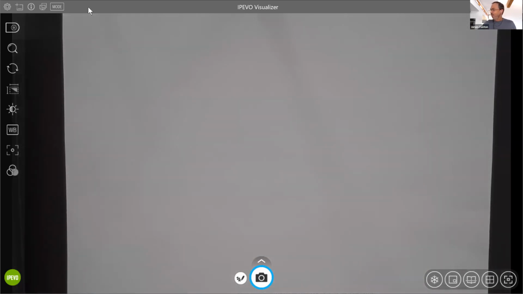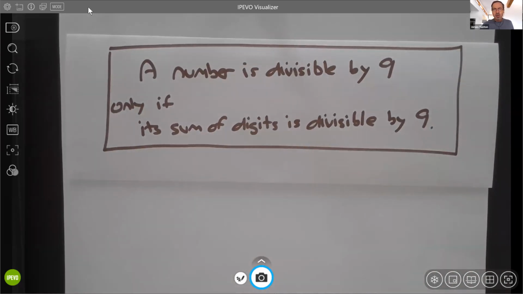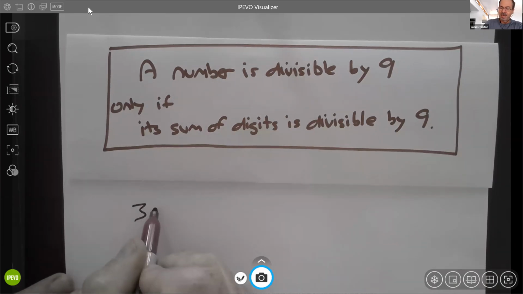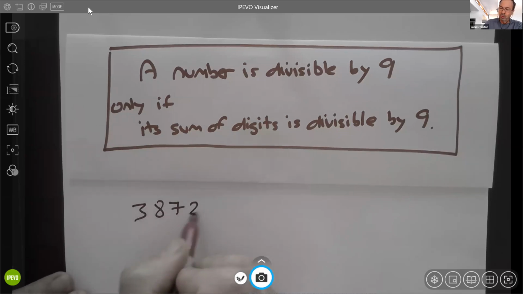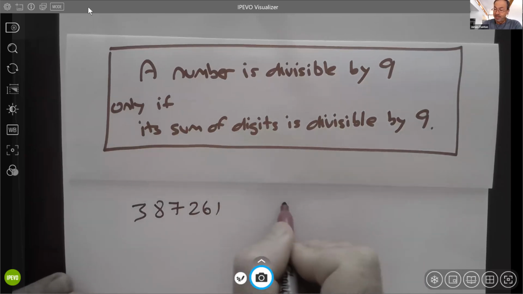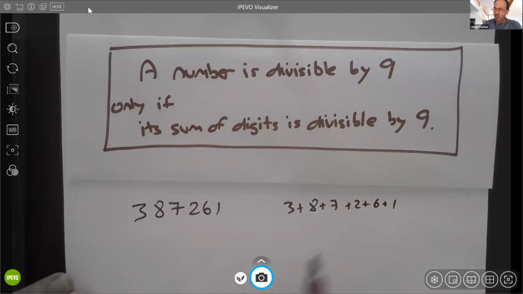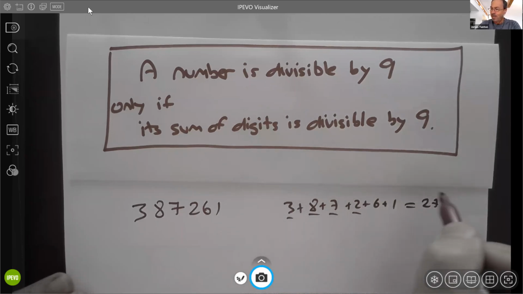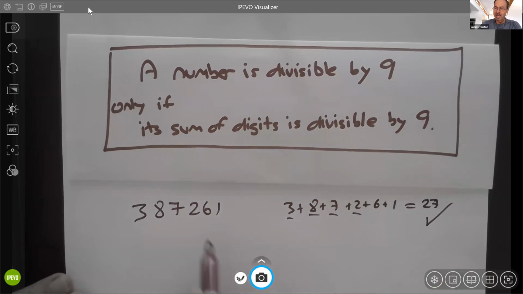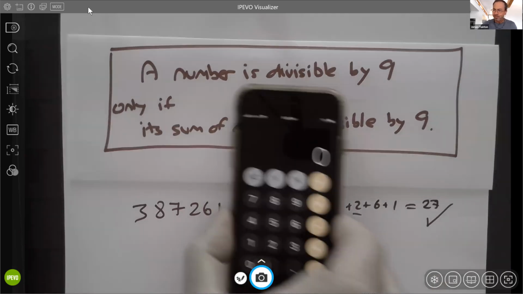A lot of people know a rule for divisibility by 9. For example, people know that a number is divisible by 9 only if the sum of its digits is also divisible by 9. How does that work? If I take a number like 387261, I wonder if it's divisible by 9. Look at the sum of its digits: 3 plus 8 plus 7 plus 2 plus 6 plus 1. Arithmetic's not my forte. There's 10, that gives me 20, and this adds up to 27. 27 is a multiple of 9, which according to the rule means the number must be a multiple of 9 as well. I'm going to check that with my calculator.